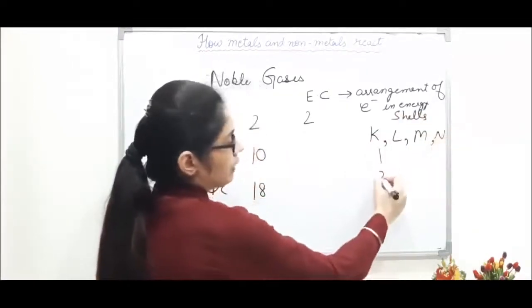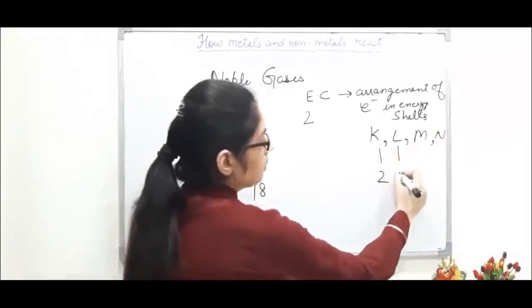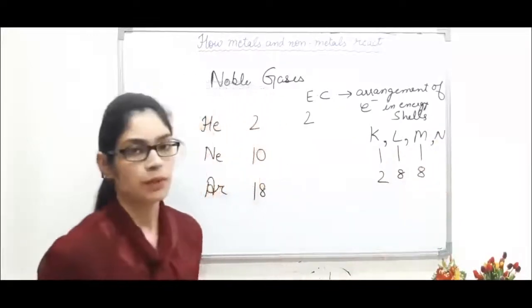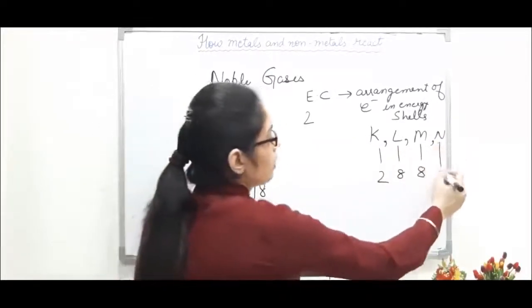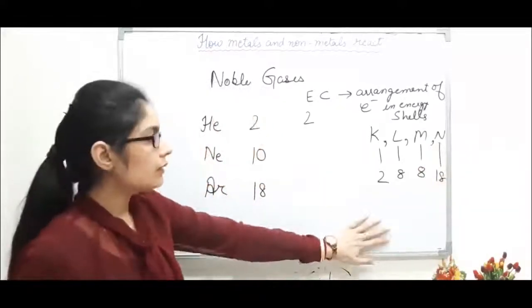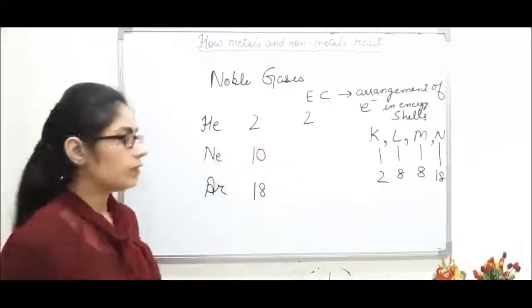In first shell, maximum 2 electrons can be accommodated. In second shell, maximum 8 electrons. In third shell also maximum 8 electrons can be accommodated, and here maximum 18 electrons. So this thing we have already done in class 9. So let's directly do the electronic configuration now.